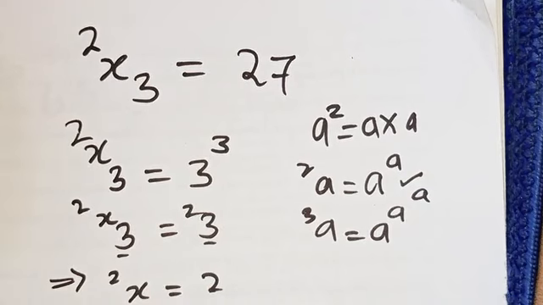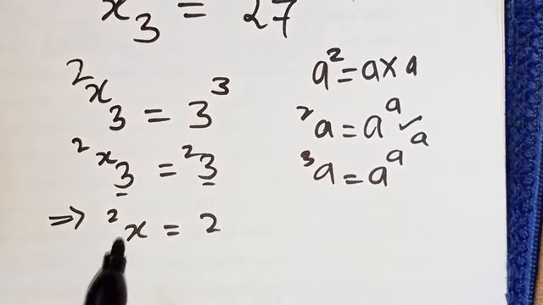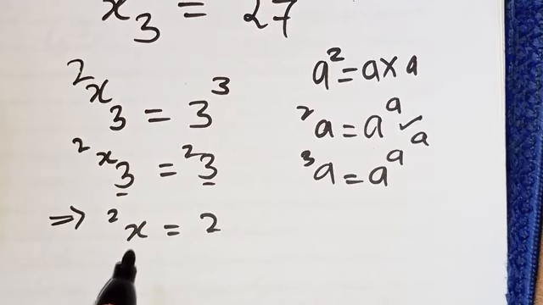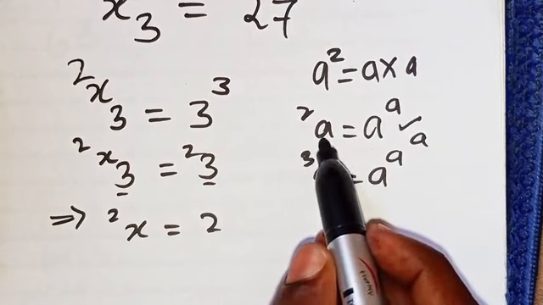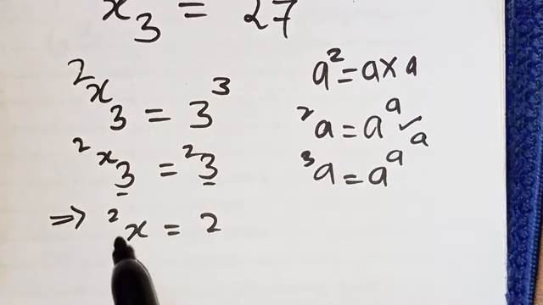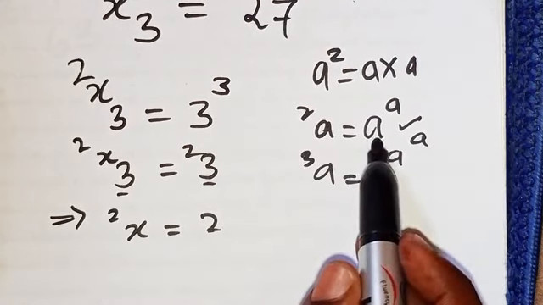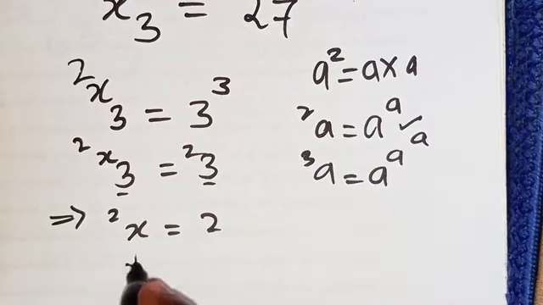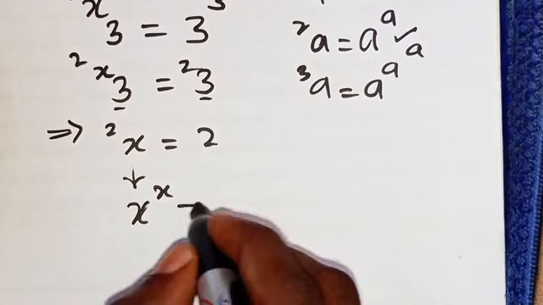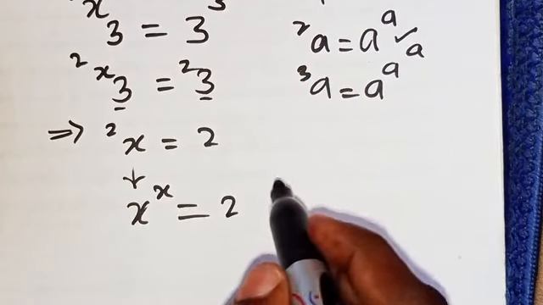Another thing we are going to do is that from here, the left hand side is tetration. Now let's write this in exponential form so that we'll be able to solve this further. Going back to this, we have x tetration 2 here. A tetration 2 is a raised to a, so we can write this as x raised to x, which equals 2. Now I have this equation.